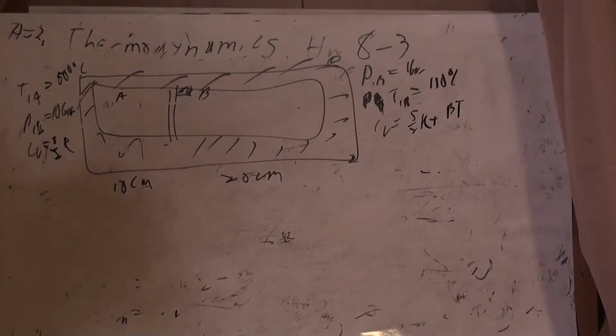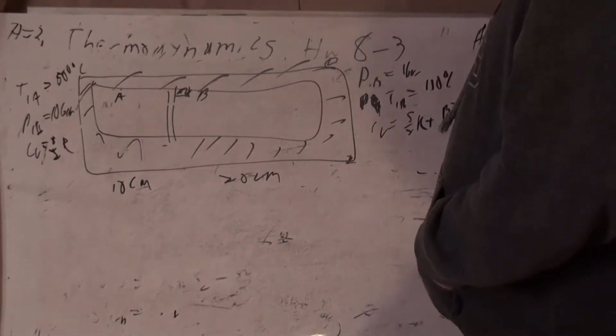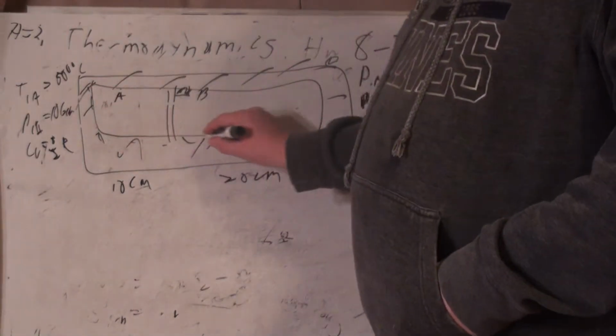They're both ideal gases, and so first off we have to figure out the final temperature and pressure of this system, and then figure out, is this even possible? So let's make some assumptions. We're going to draw our boundary this way.